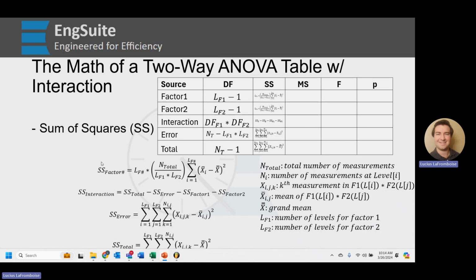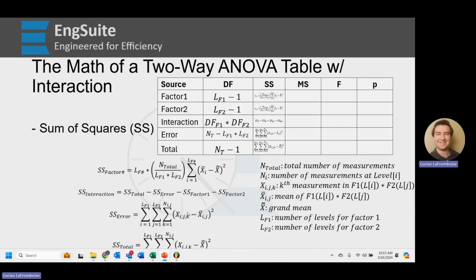So here the different factors are the same, just switching out the factor groupings. So the sum of squares for each factor is the number of factor levels for that factor times the total number of measurements over both factor levels multiplied together times the sum of the squared deviation of each group mean minus the grand mean. So each group mean is the mean of each level. And then SS interaction is going to be our total minus error minus factor 1 minus factor 2.